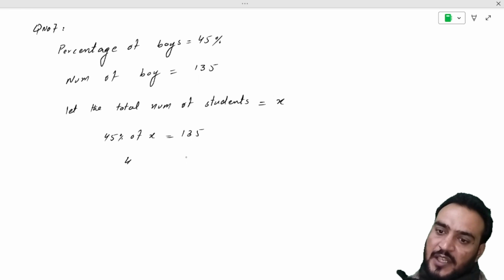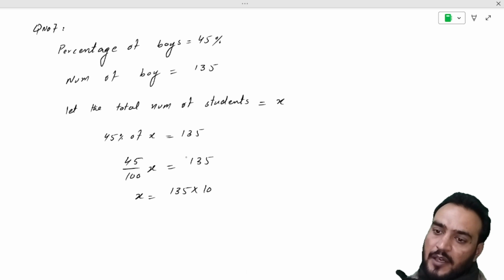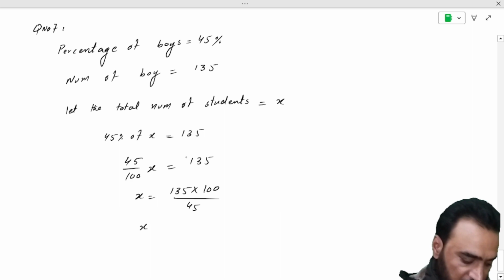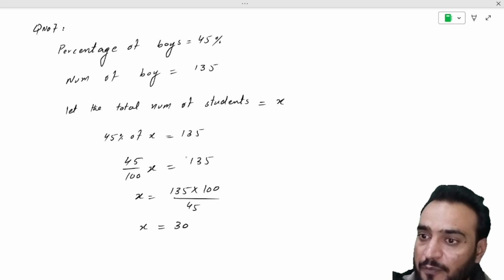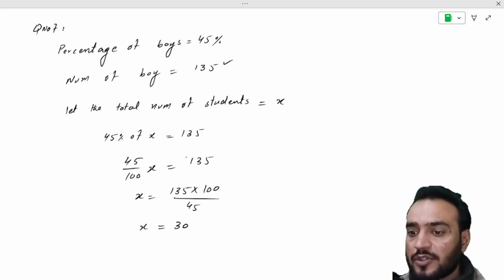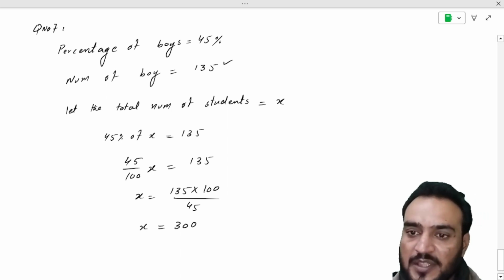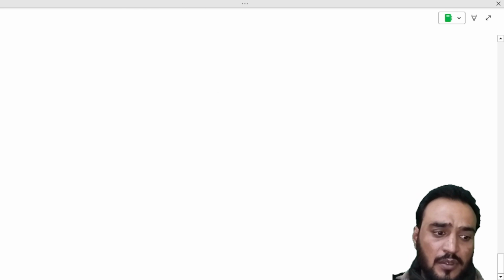Now let us solve this percentage. We can write it as 45 over 100 times x is equal to 135. Now the value of x will be 135 times 100 divided by 45. After simplification, we get the number 300. So there were 300 students, out of which 45% are boys, and the number of boys was 135. So the total number of students is 300. So this was question number seven. Now let us solve question number eight.